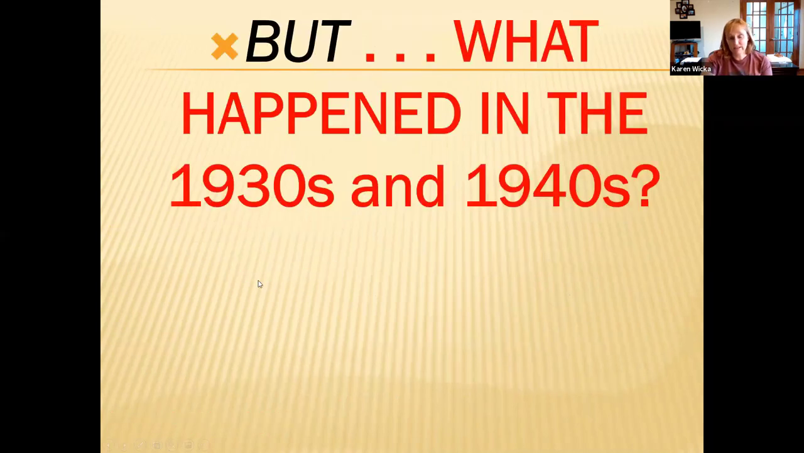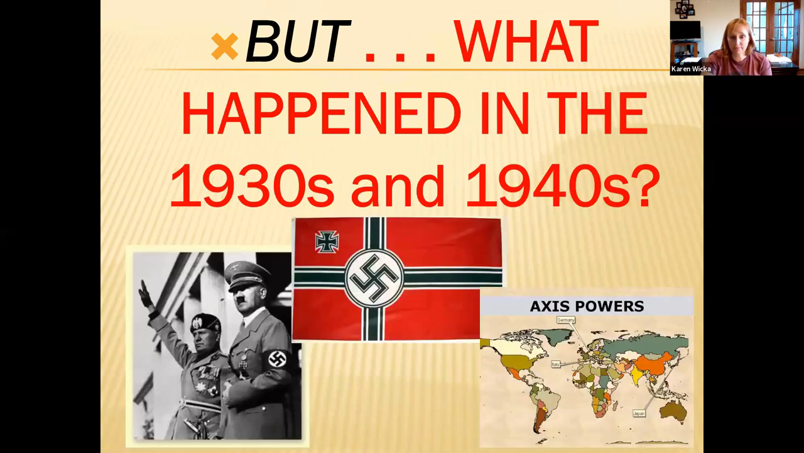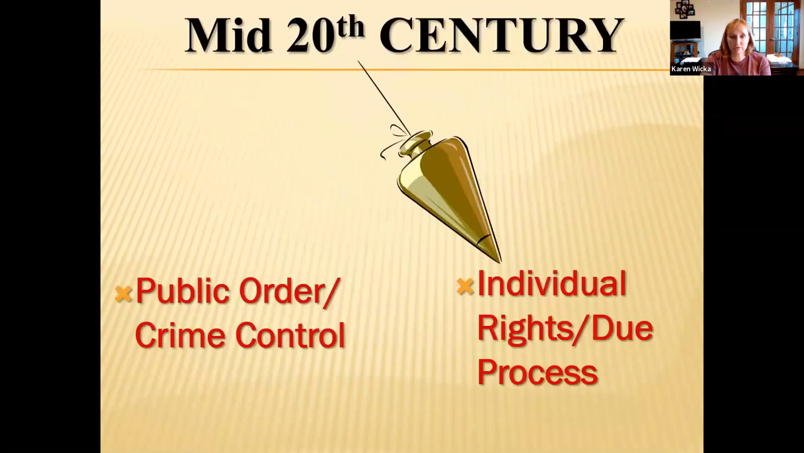But then in the 1930s and 40s, we had World War II, right? And we saw the rise of this all-powerful people that were taking away constitutional rights. And people in this country started to think, you know what? We want to make sure we have our constitutional rights. We're not going to let states choose not to give us those rights. So then we swung much harder towards individual rights due process.